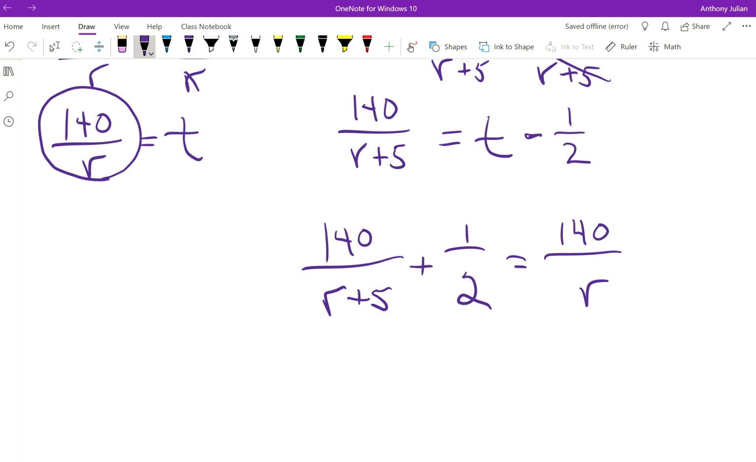All right, so if we get our denominators to be the same, well, it looks like I'm going to multiply top and bottom here by 2 times r, which is 2r. I'm going to multiply the 2 by r times r plus 5. R times r plus 5. And then this r over here, I'm going to multiply by 2 times r plus 5. And I'll put it as 2 times r plus 5.